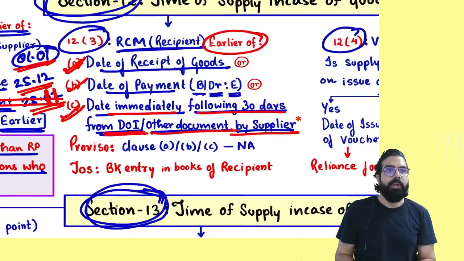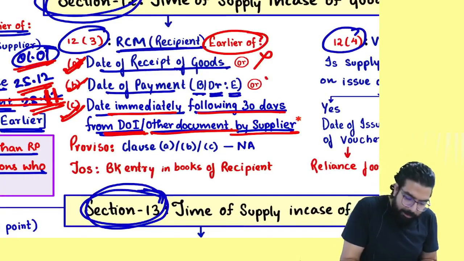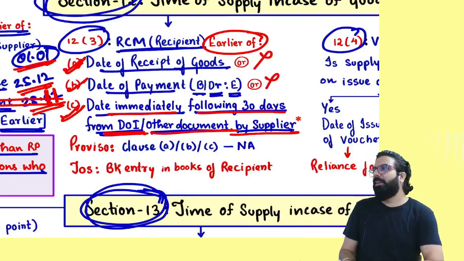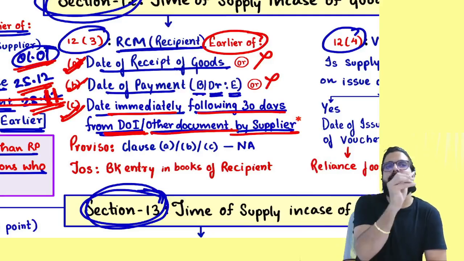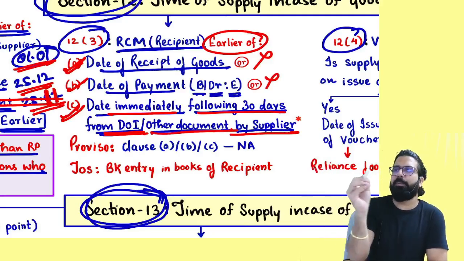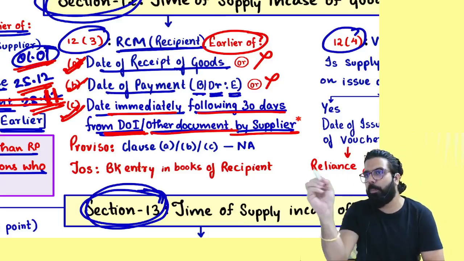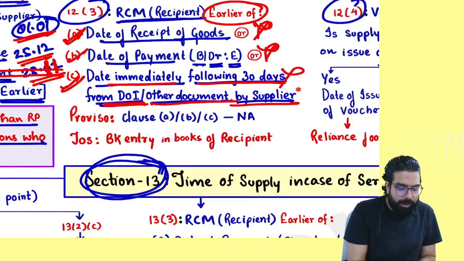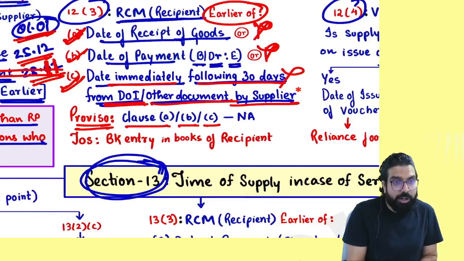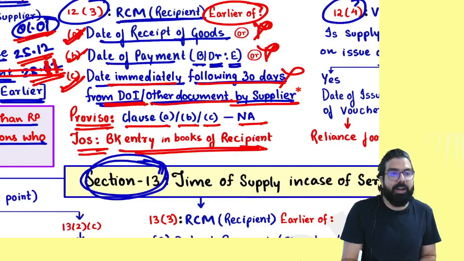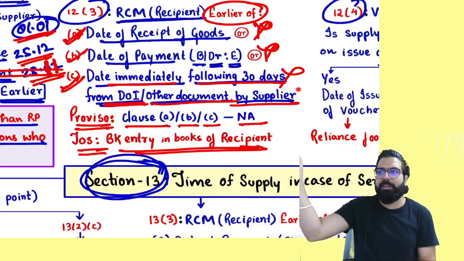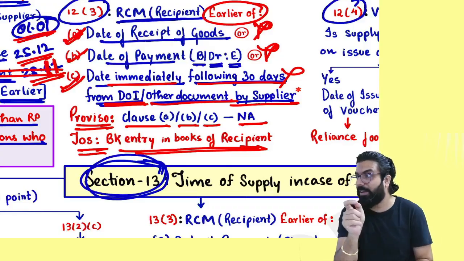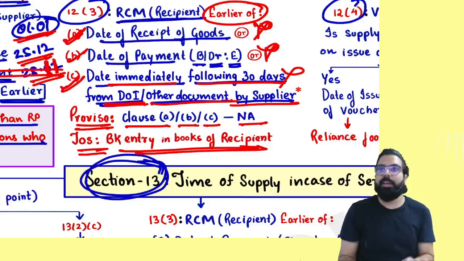Sir, suppose I have not yet received the goods and have not made the payment. The supplier is an agriculturist and did not give an invoice either. But I have already ordered the goods and I make one entry in my books of account: BD leaves purchase account debit to agriculturist. The day you pass the entry, that day will be your liability date. Remember, if all three dates are not available, the proviso says clauses A, B, C not available, then the book entry date in the books of the recipient. That day only will be your liability date. Can I go ahead, everyone?